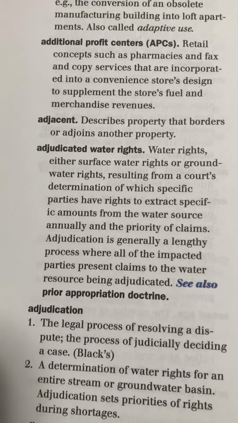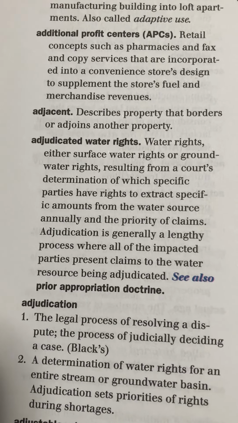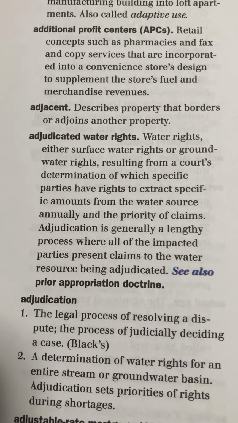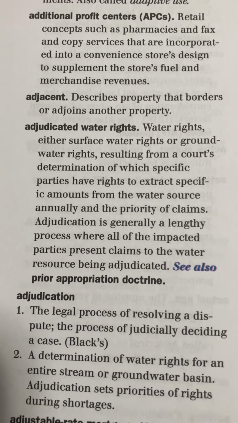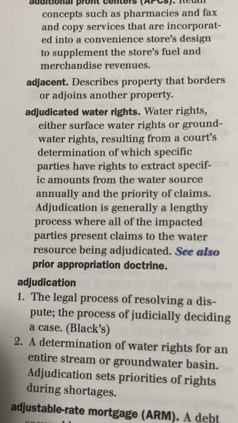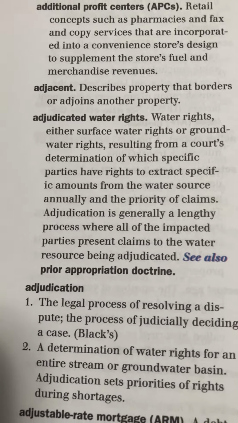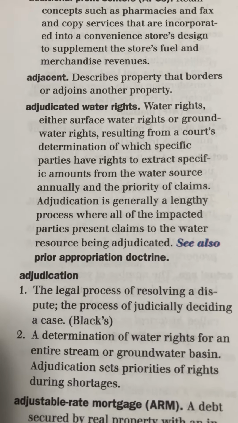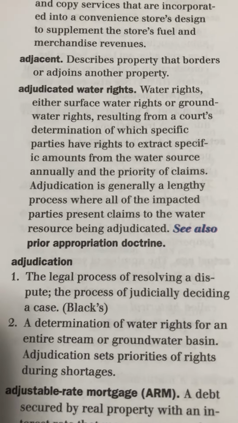Adjudicated water rights. Water rights, either surface water rights or groundwater rights, resulting from a court's determination of which specific parties have rights to extract specific amounts from the water source annually and the priority of the claims. Adjudication is generally a lengthy process where all of the impacted parties present claims to the water resource being adjudicated. See also prior appropriation doctrine.